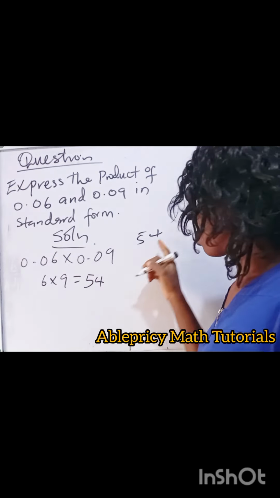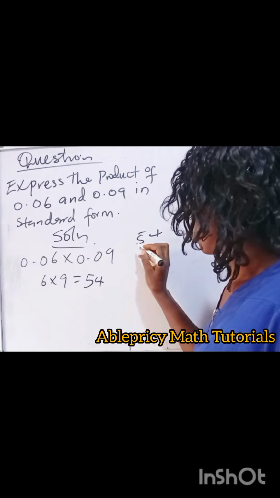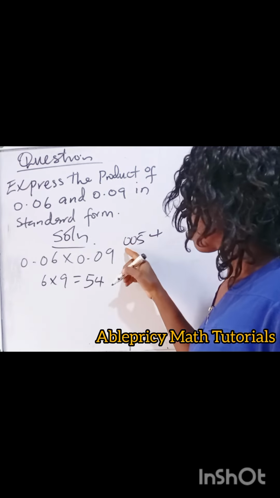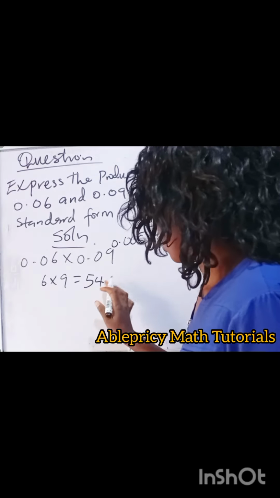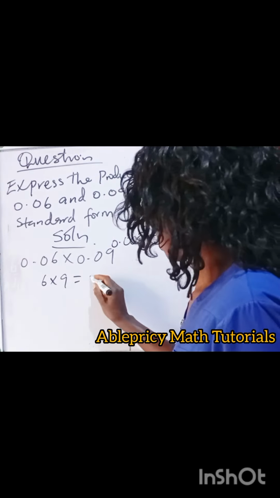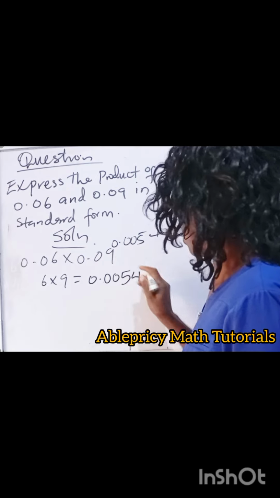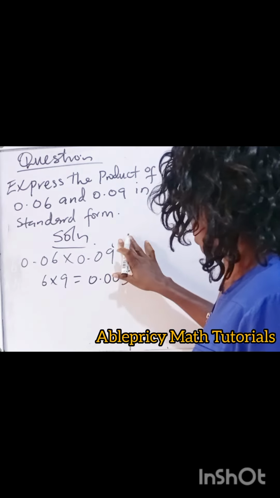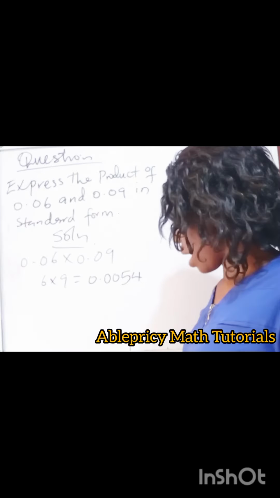Because we have 4, we count from our right hand side: 1, 2, 3 and 4. So this is the fourth one before we put the point. So here this becomes 0.0054. So this is what we got after multiplying 0.06 and 0.09.